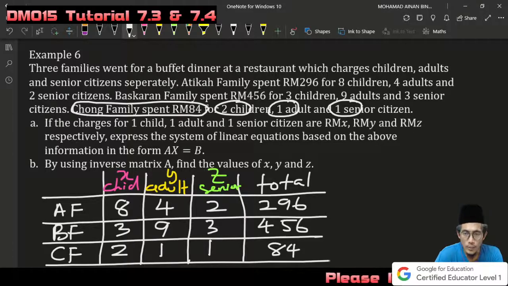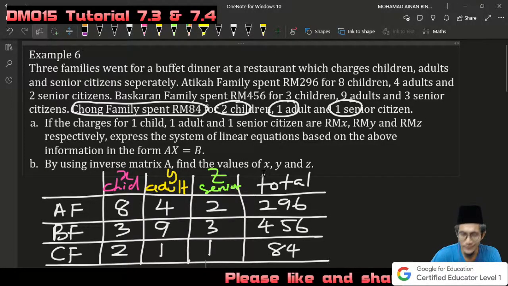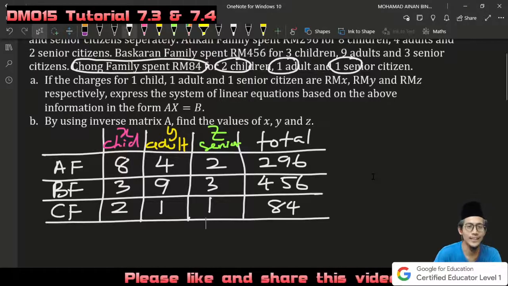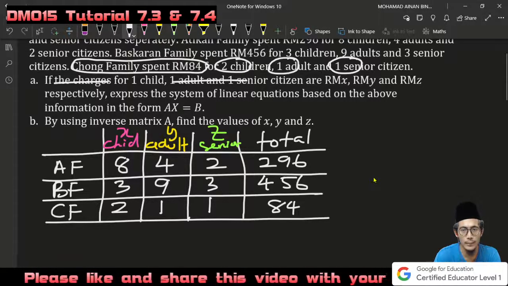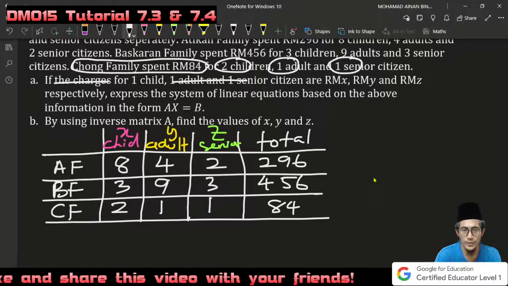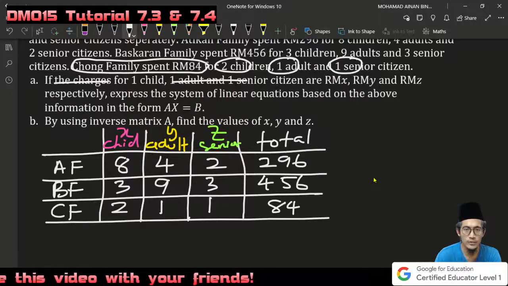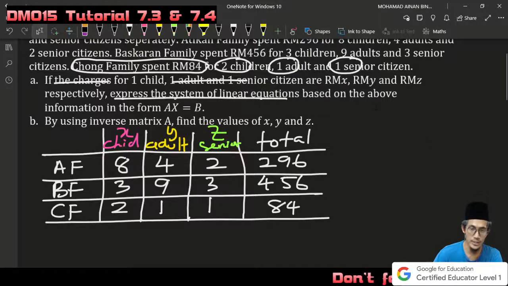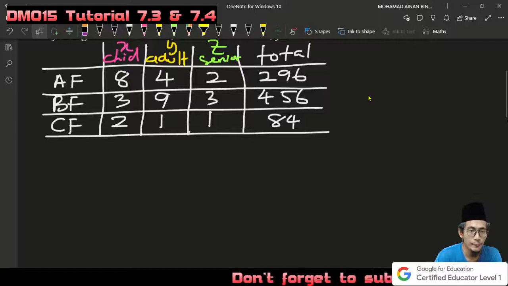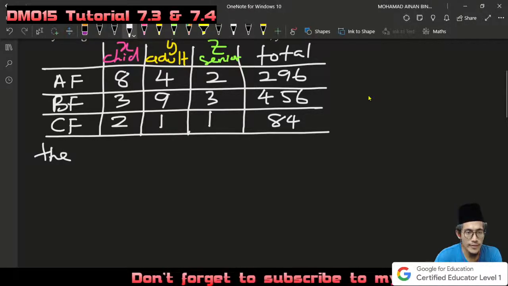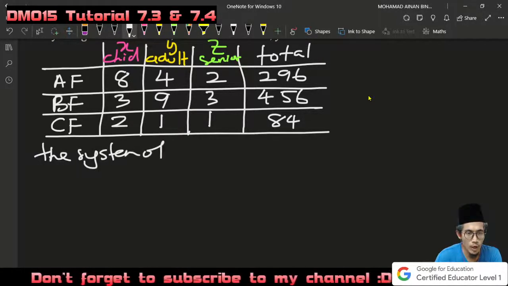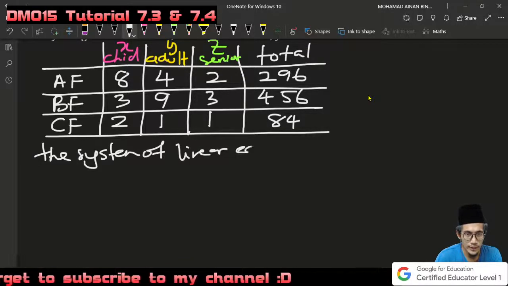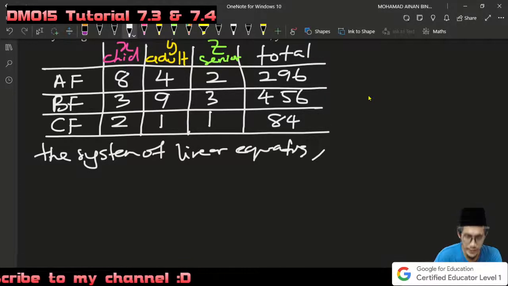Now from this table, even though it didn't ask us to make a table, it says: if the charges and so on, express the system of linear equations based on the above information in the form of AX equals B. So it asks us to express the system of linear equations, but we don't have the equations yet, so we have to write them here.